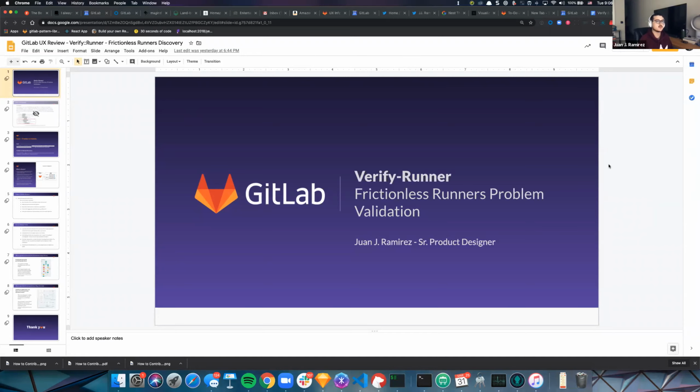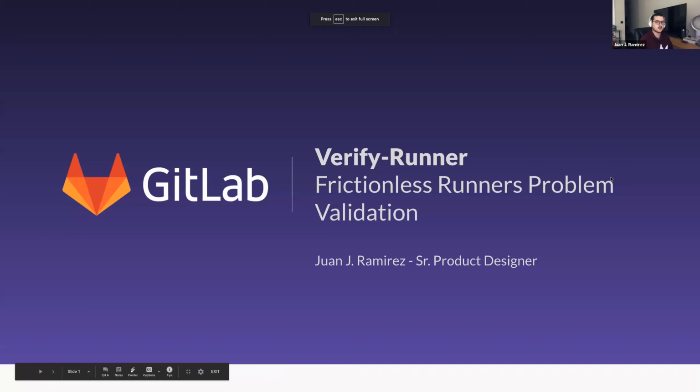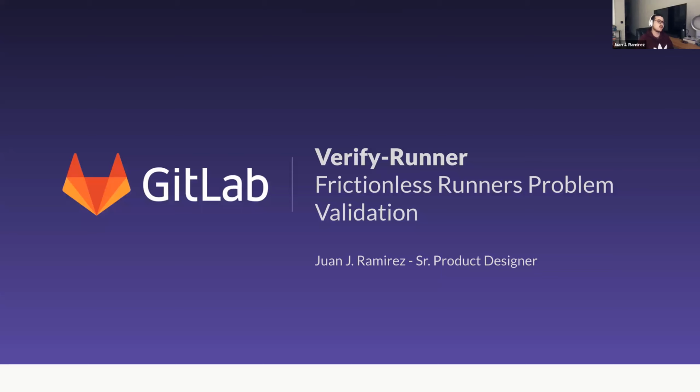All right, so let me present. So yeah, we have been working on this problem that we call the frictionless runners. We also call it making installing runners easier, enabling the process of installing runners, making it easier, smoother. I mean, there are many ways that we have been calling this, but I think the bucket name is frictionless runners, and we are on the problem validation for that.